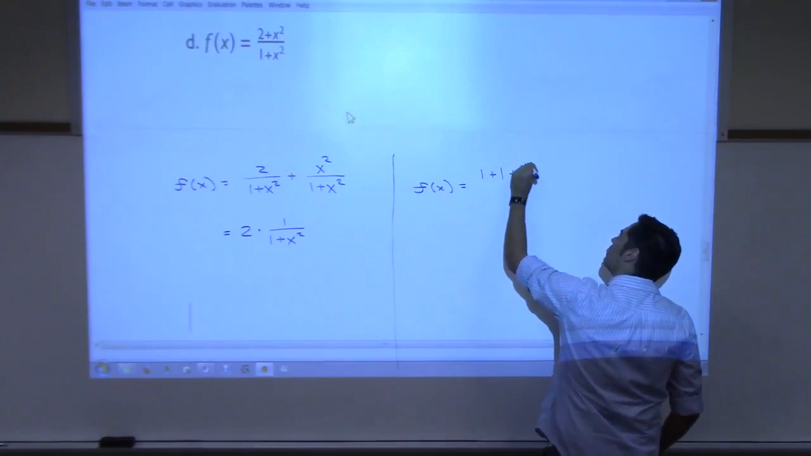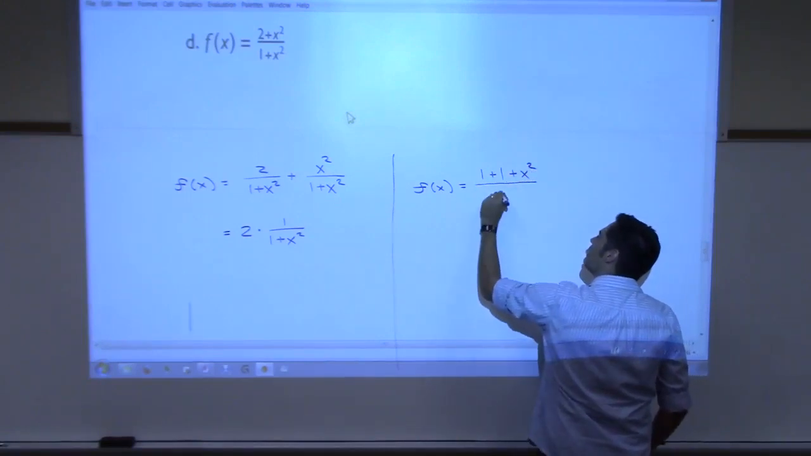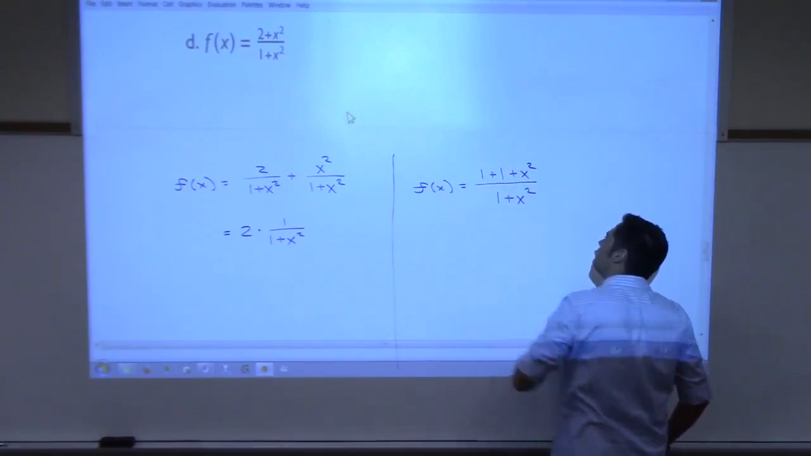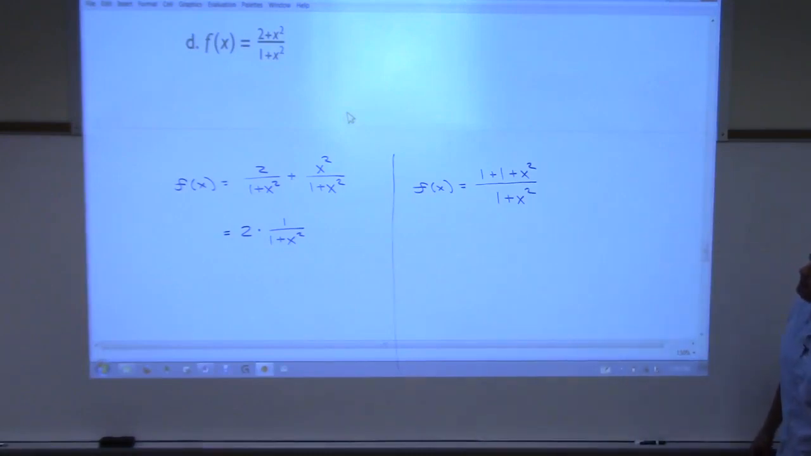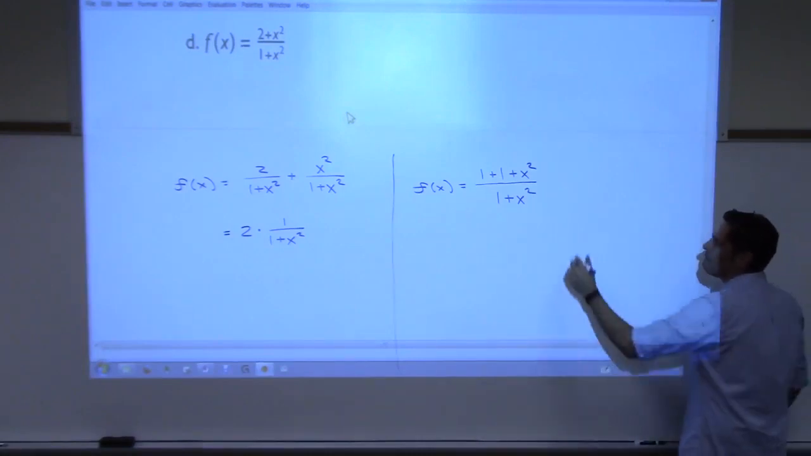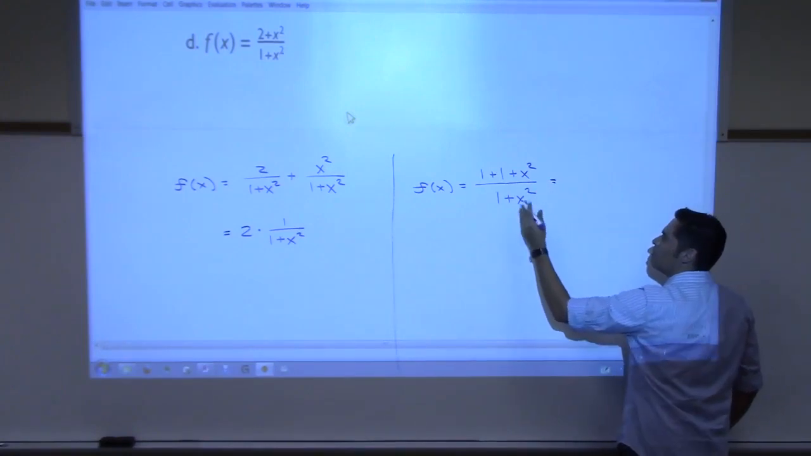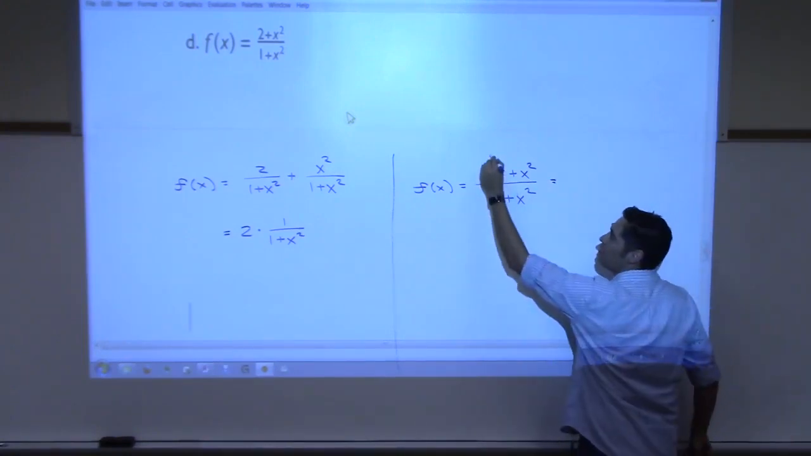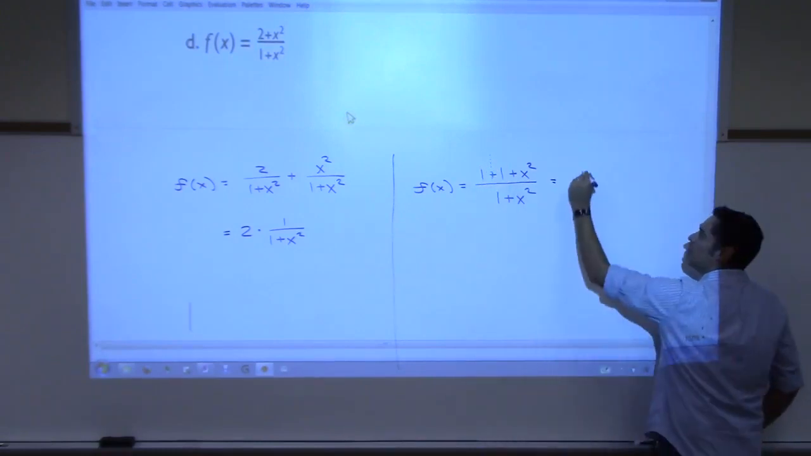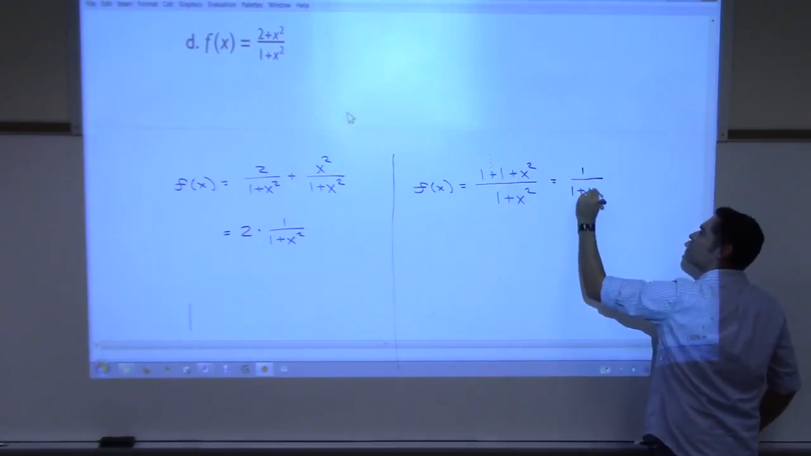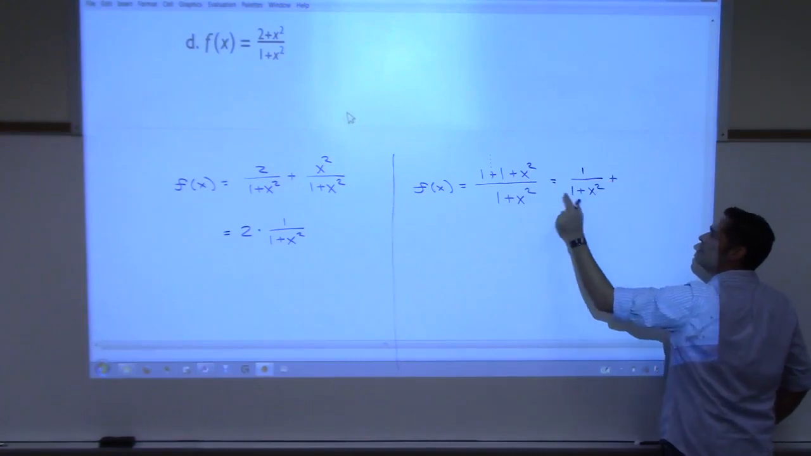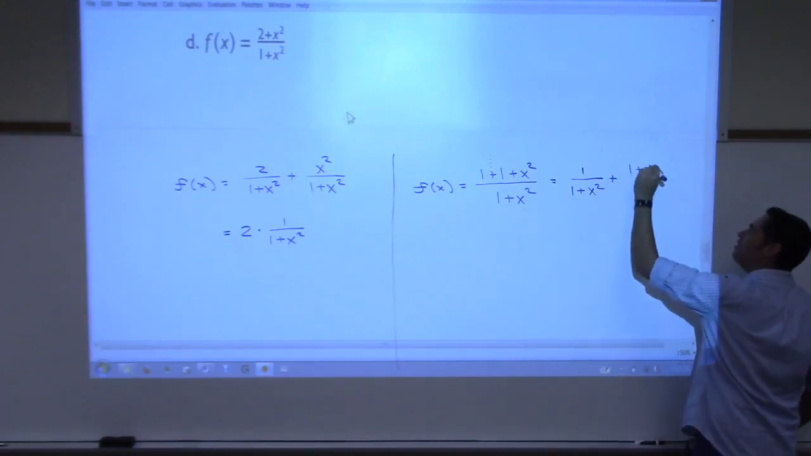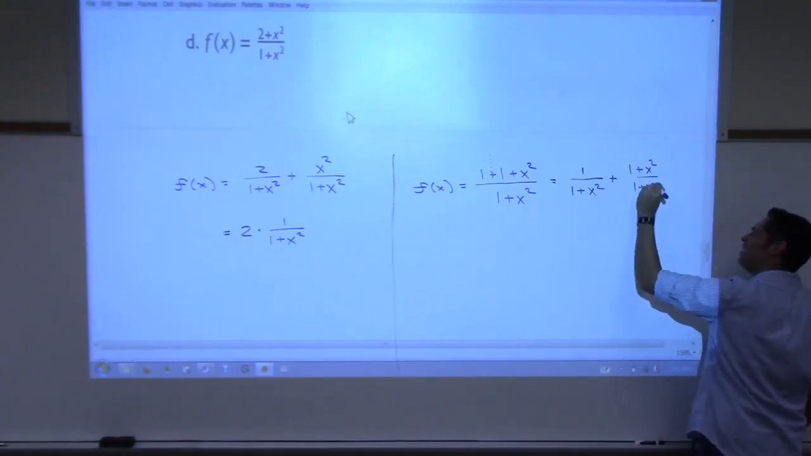Plus x squared over 1 plus x squared. You're tricky. You're very tricky. And then separate that out into 1 over 1 plus x squared. So you want me to split this into separate pieces, but not 3 pieces, just 2 pieces. Yes. You want me to go 1 over 1 plus x squared plus 1 plus x squared over 1 plus x squared? Yes. Which is just 1.